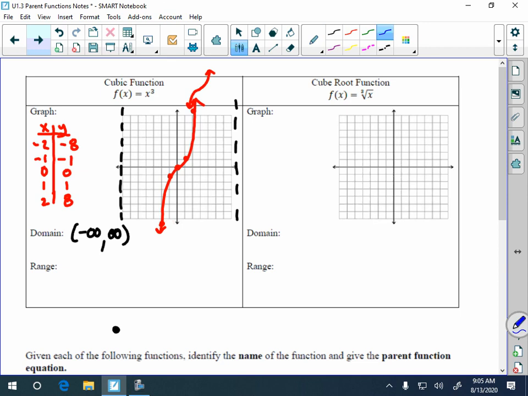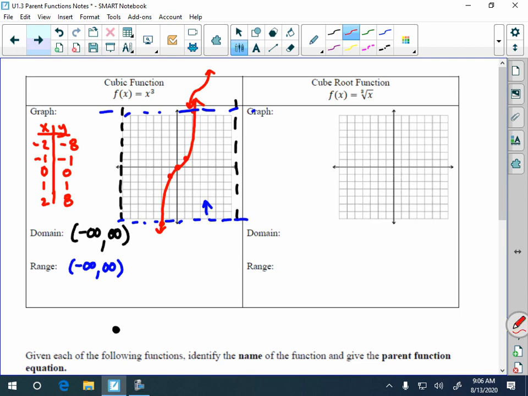Okay, our range. Our range is a little easier to see. Down here at negative infinity, they do intersect. And then slide it up. You can see it's going to continue to hit everywhere, even when we get up to positive infinity. So negative infinity to positive infinity for both domain and range for cubic functions.